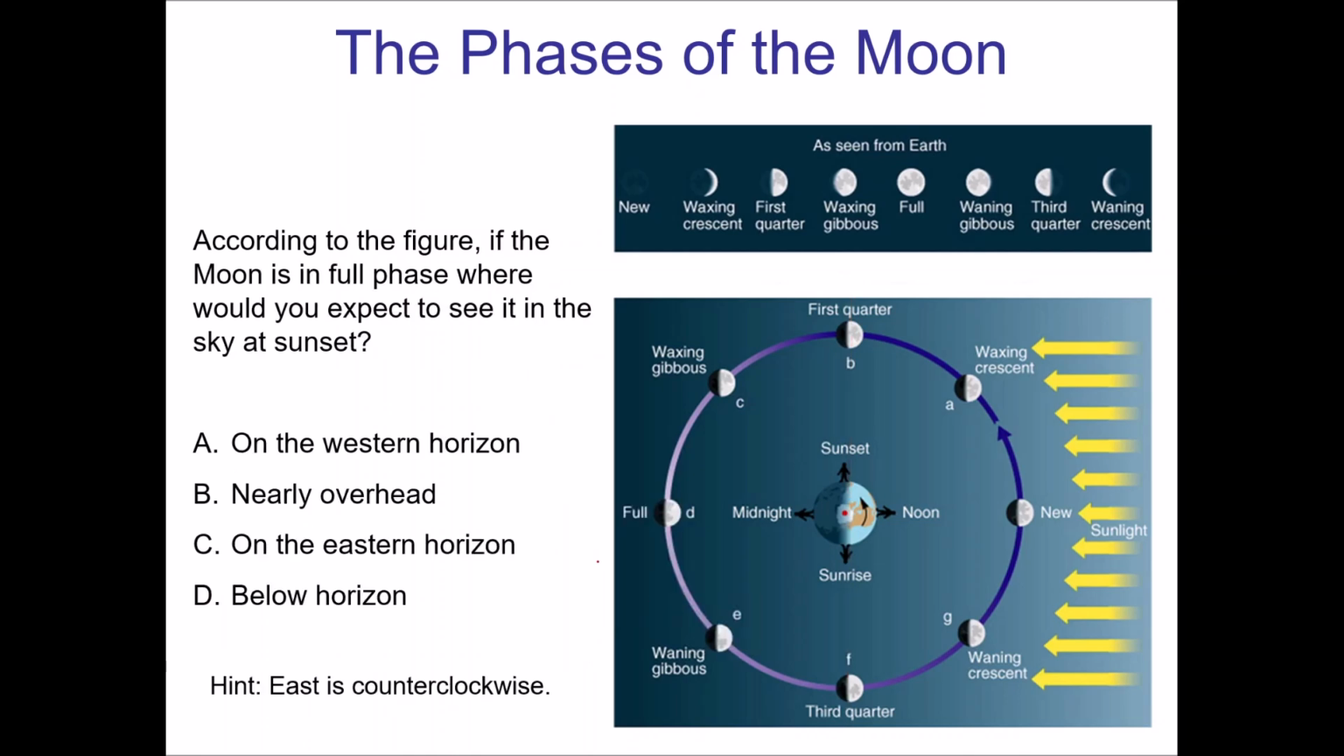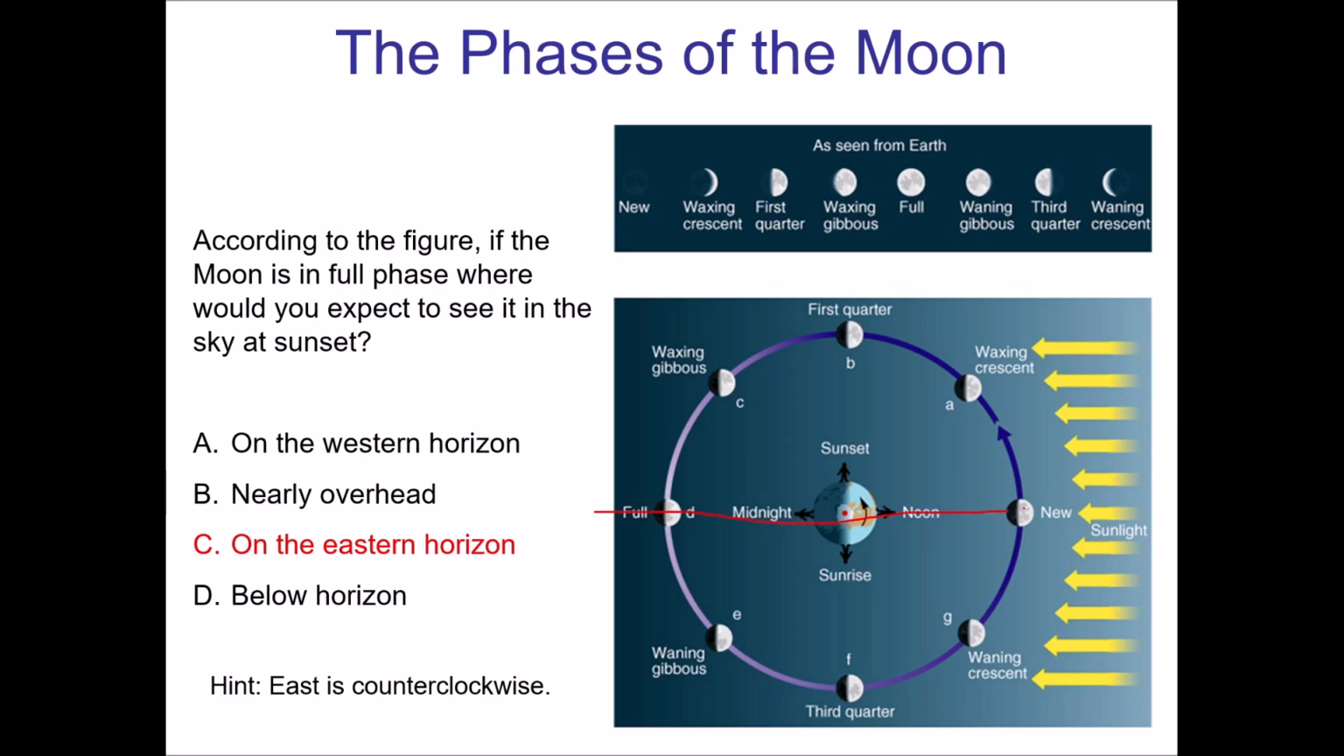Next question. According to the figure, if the moon is in full phase, where would you expect to see it in the sky at sunset? All right, so full phase is on the left here. We have our sunset person here. We're going to draw that line. All right. So what's the right direction here? The answer is C, on the eastern horizon.